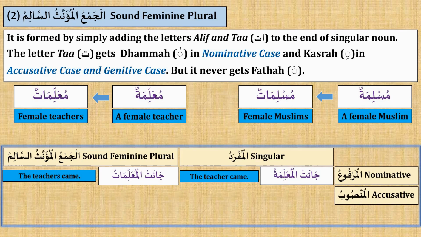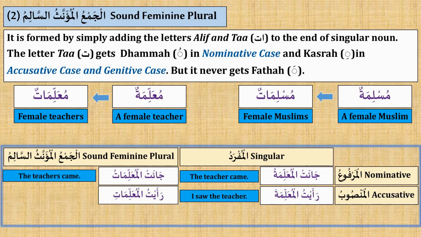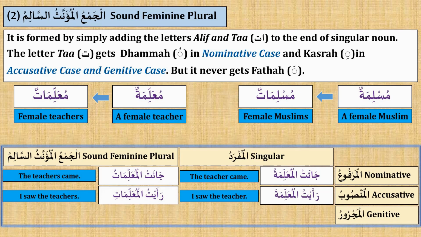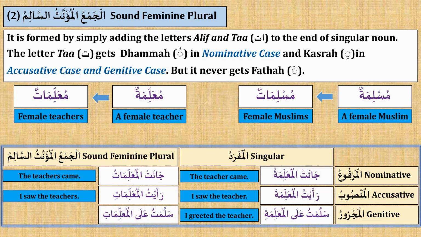And the next case, al-mansub, accusative case. رأيت المعلمة, I saw the teacher, female teacher, ends with fatha, and the plural form is رأيت المعلمات, I saw the teachers. The next case, al-majroor, genitive case. سلمت على المعلمة, I greeted the teacher, and the plural is سلمت على المعلمات, I greeted the teachers, female teachers. As we see in both cases, it gets kasra. رأيت المعلمات, سلمت على المعلمات.